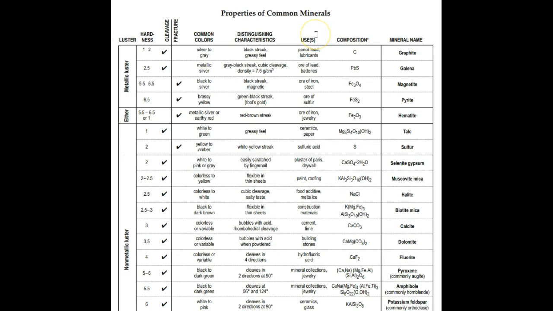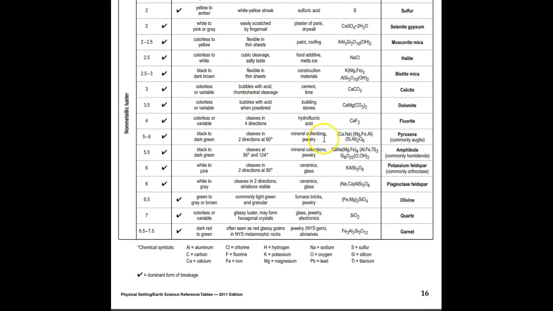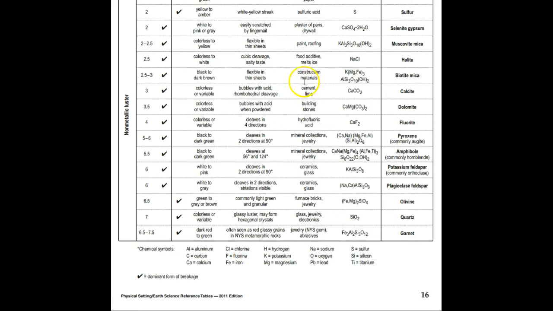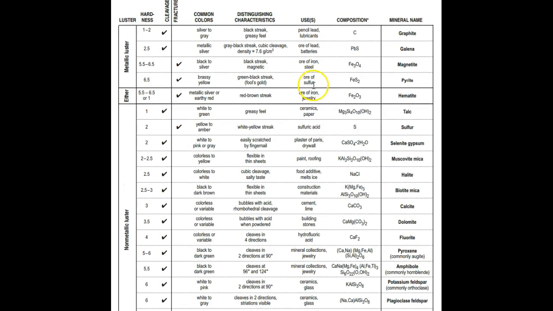Next we have the uses for common minerals here. If you just look down, it'll tell you what they're used for, such as talc is used in ceramics and paper, and then you have garnet, which is used in jewelry or as an abrasive, and that's really all I have to say about that.